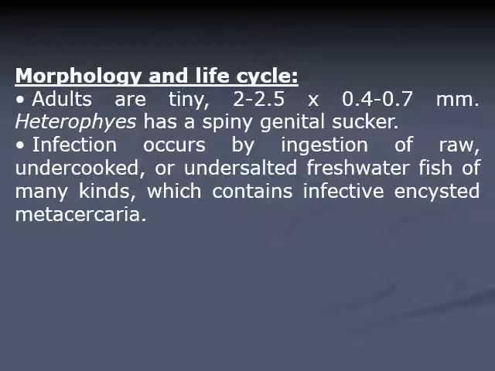Infection occurs by ingestion of raw, undercooked, or undersalted freshwater fish of many kinds, which contains the infective encysted metacercaria. In Egypt, it is present in two types of fish, mugil, which is البوري زي ما بنقول عليه, and tilapia, which is البلطي.